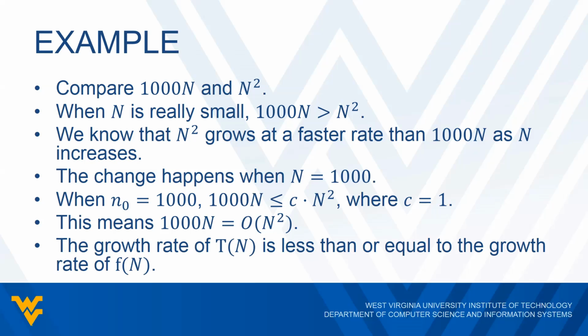So what we're basically saying here is that, in general, the growth rate of t of n is less than or equal to the growth rate of f of n. That's all we're doing here. We're just comparing the growth rates. The growth rate of the first function is less than or equal to the growth rate of the second function. And if that's true, then we can use the big O notation. So big O notation is just simply saying the growth rate of the first function, t of n, is less than or equal to the growth rate of what's inside the parentheses of the big O notation.